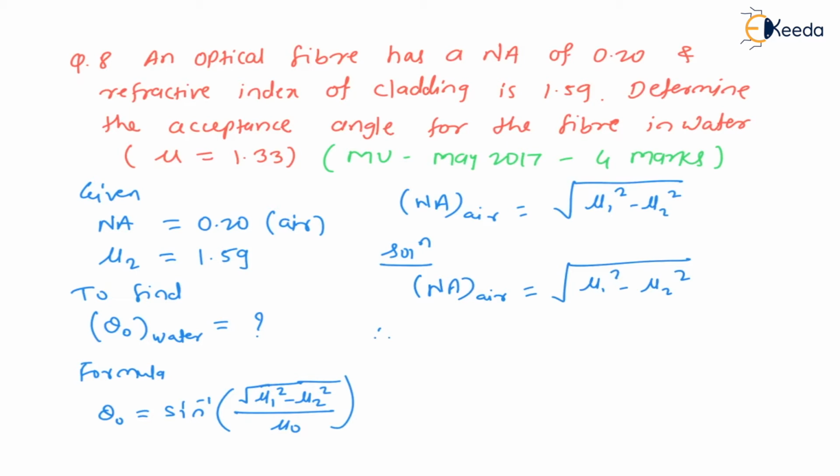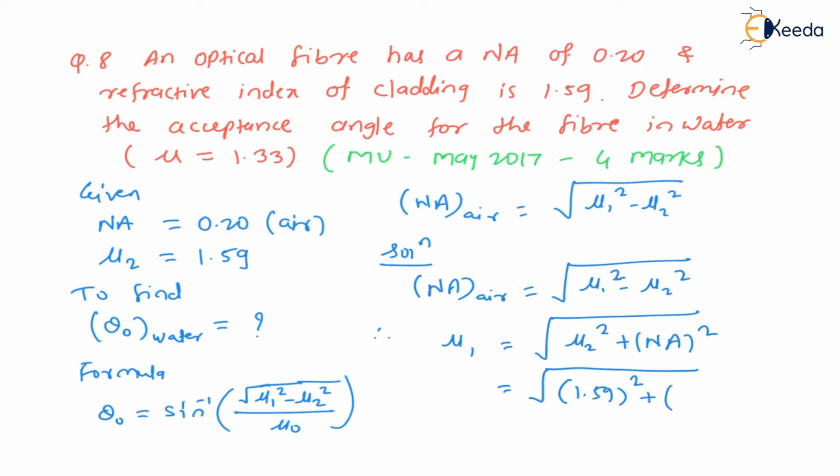Now by arranging the terms here, I can write this mu1 as under root mu2 square plus Na whole bracket square. I have just rearranged the terms by squaring the equation. So here now I can substitute the values. The value of mu2 is 1.59 bracket square plus the value of Na, it is 0.20 bracket square.